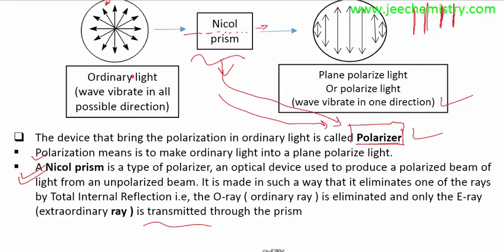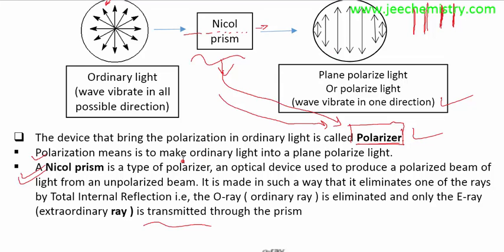It is made in such a way that, how are nickel prisms converting light to plane polarized? Light actually consists of an ordinary ray and an extraordinary ray. The nickel prism eliminates the ordinary ray and allows only the extraordinary ray to pass, which is plane polarized. That's why we get plane polarized light. How do they eliminate the ordinary ray? By total internal reflection. It is a mechanism. By total internal reflection they eliminate the ordinary ray and only the extraordinary ray passes.